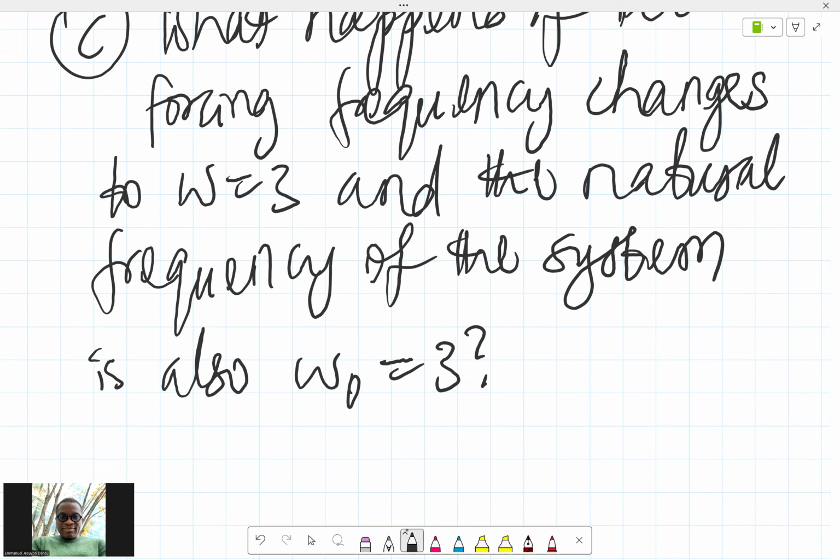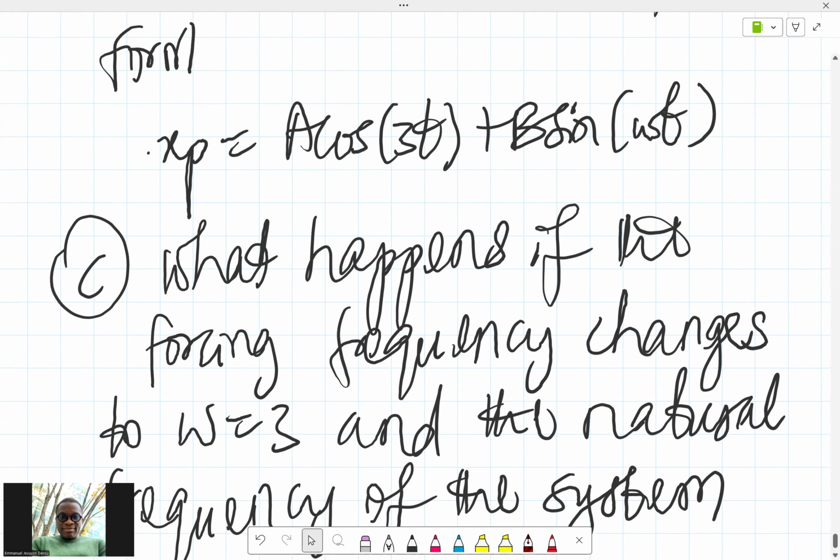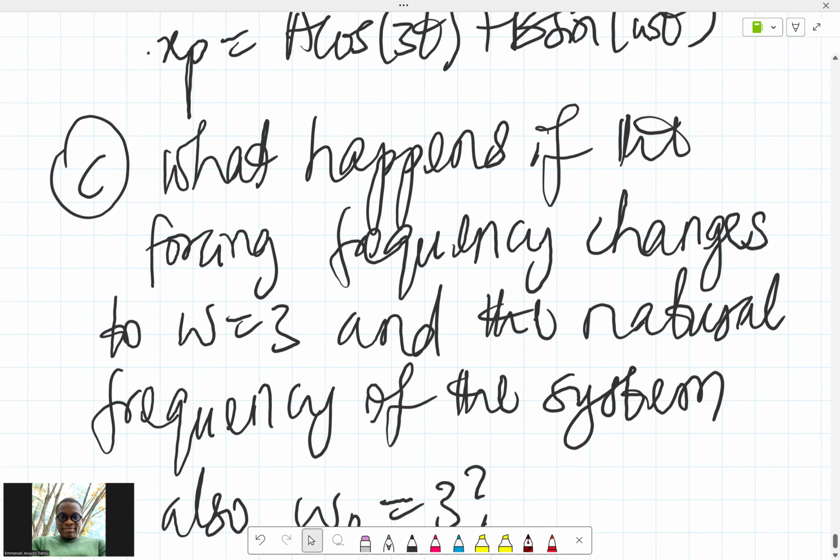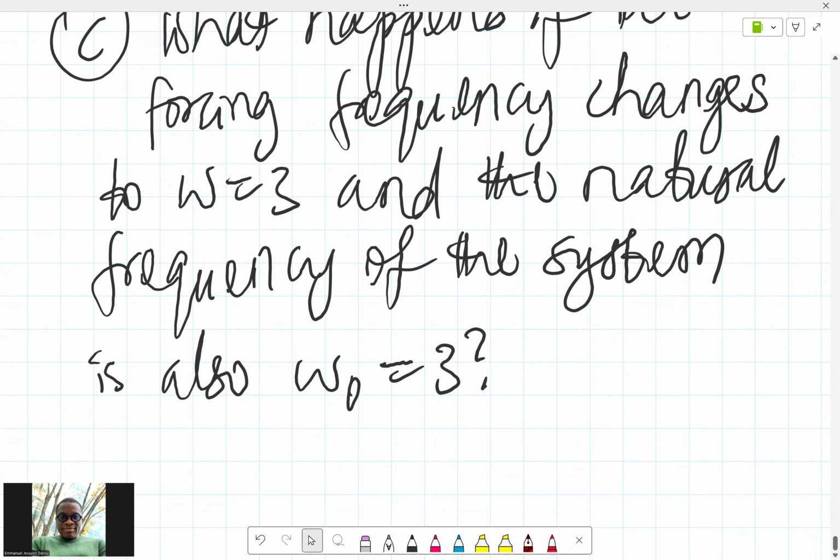So it means from what we would have solved from the particular solution, by the time you put these two together, if they cancel themselves out, it means you're going to have very large forcing, very large frequency on the system because of that resonance.